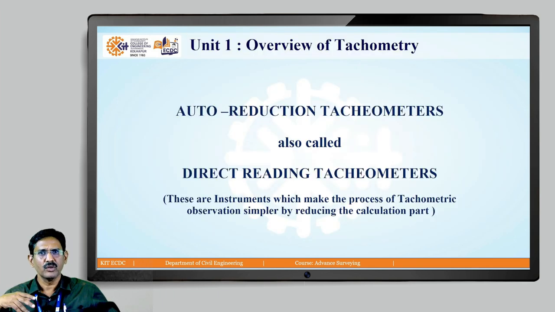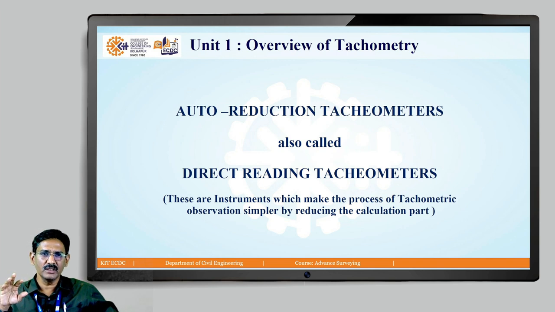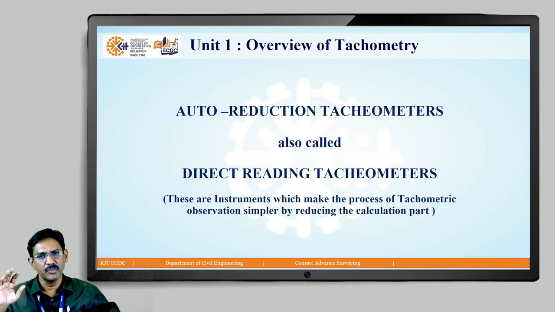It can be 0.3 to 3 meter as I discussed, okay. Lastly, in this session, we will be focusing on the auto reduction tachymeters, which are also called direct reading tachymeters. Now, why are they called auto reduction tachymeters? Because they automatically reduce your calculations, they directly read the distances, making the computation part of your work simpler: no cos, no tan, no calculations for cos square theta or sine 2 theta or anything.